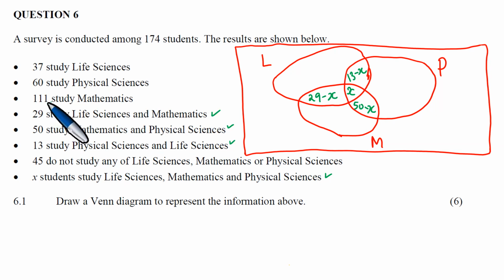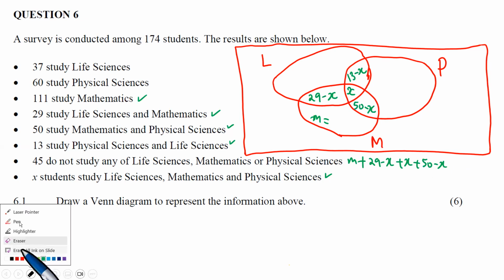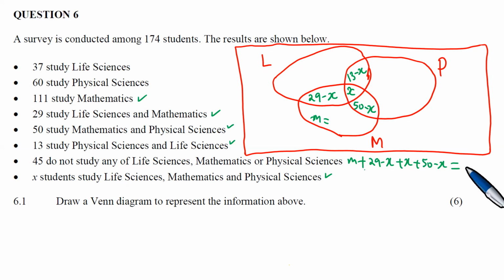Then 111 study mathematics. So those here in mathematics, they must give you 111. So first you can call this one small m. So that you can say, if they say study mathematics, you look at the event. For those who do mathematics, you want to say M plus 29 minus X, plus X, plus 50 minus X. Obviously we add the M once. And therefore, this here must be the same as the one for mathematics, and there are 111 of them.